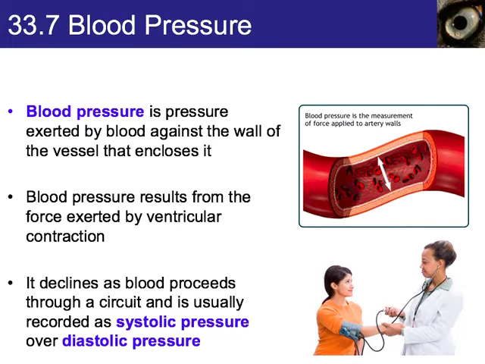Blood pressure is pressure exerted by blood against the walls of a vessel that encloses it. Blood pressure results from a force exerted by ventricular contraction. It declines as blood proceeds through a circuit, and it's usually recorded as a systolic pressure over a diastolic pressure.